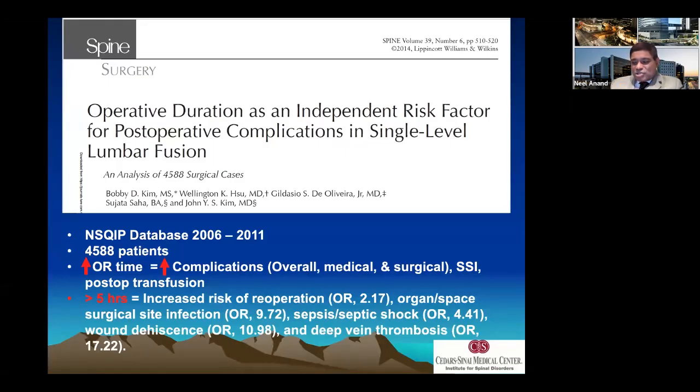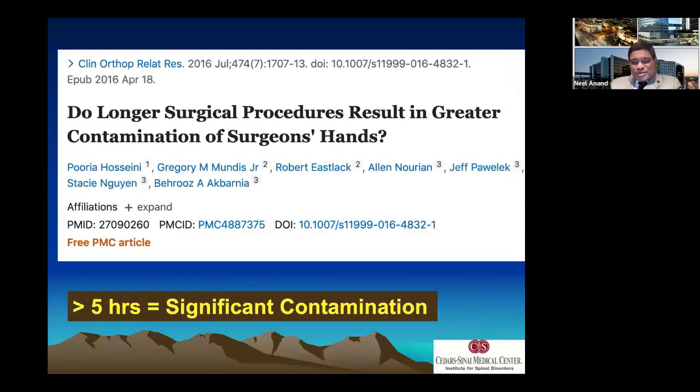Last but not the least, talked about operative duration as a single indicator of complications. This is single level lumbar fusion, greater than 5 years, risk of reoperation. The odds ratio was 2.17, surgical site 9 times, septic shock 4 times, wound adhesions 10 times. This is single level lumbar fusion. We're doing 7, 10, and 16 level fusions here. So I'd like you to extrapolate that. And then from your own group, greater than 5 hours, there's a lot of contamination. I didn't say it. I see all the big names there. Dr. Akbarani, I know, is on, with phenomenal respect for, and I've learned so much from him over the years. And I think we've got to look at time also as a factor.